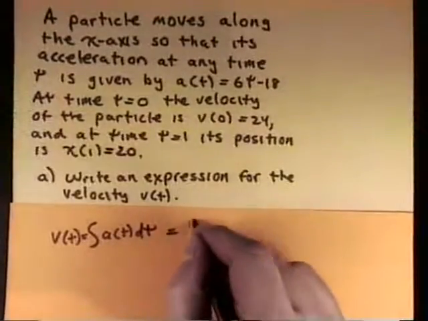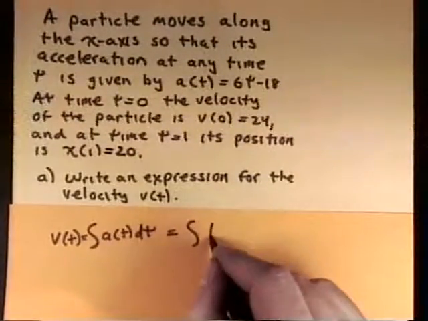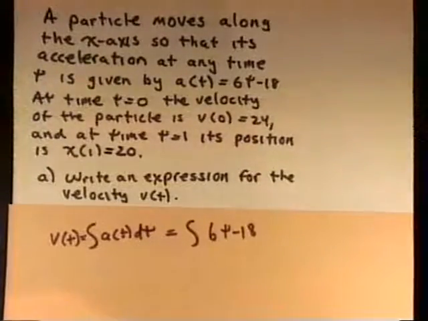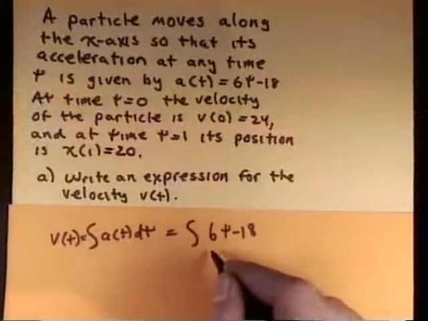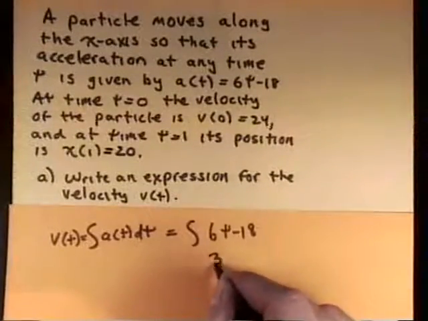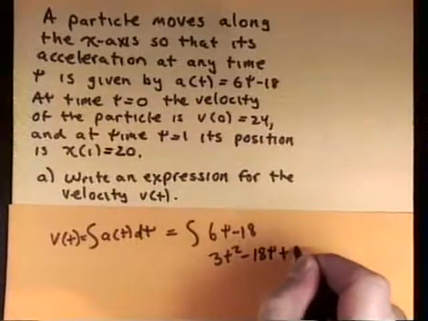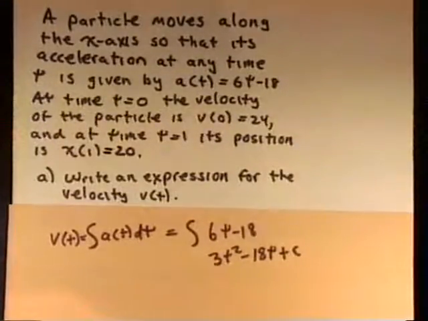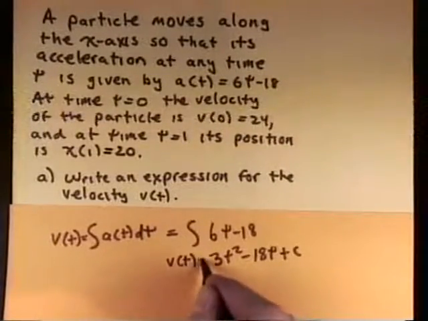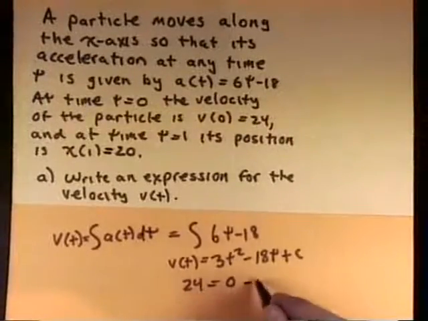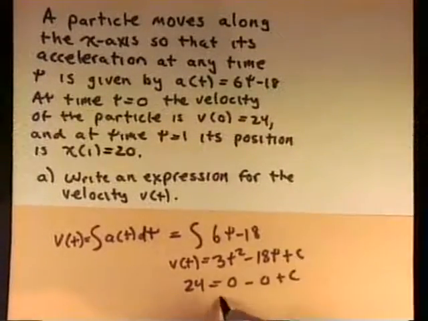So that was good. And then it's the integral of 6t minus 18. And what is the integral of 6t minus 18? It's going to be 3t squared minus 18t plus c, right? Right. And then what do you do? Then you know your velocity at time 0 is 24. Okay, so plug in 0 and set it to 24. So we got c is equal to 24, right?